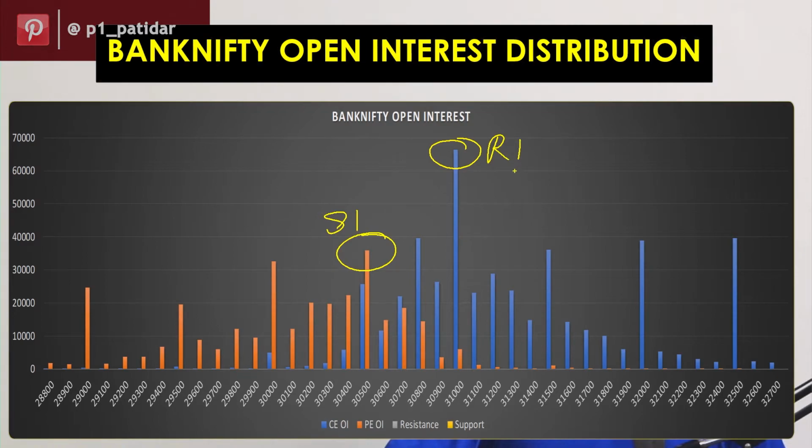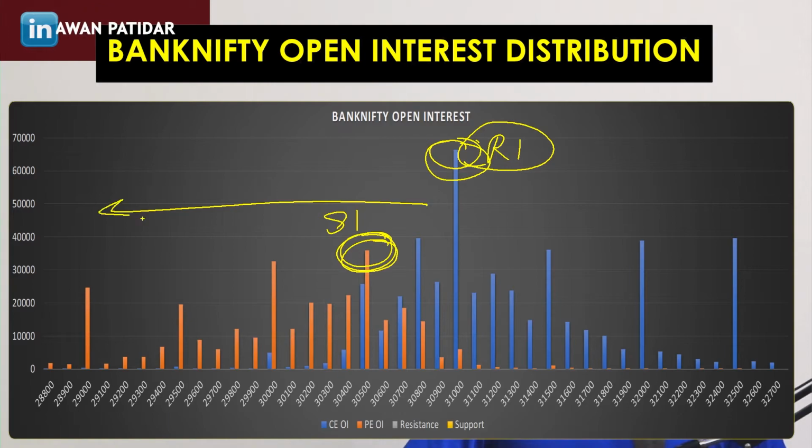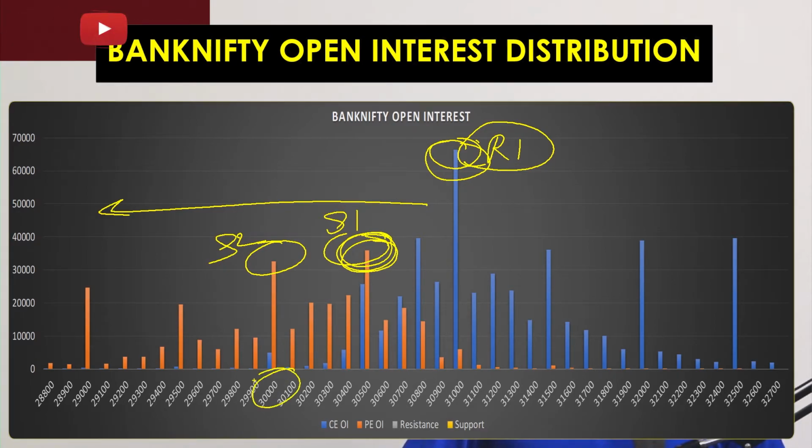Well, resistance 1 is here. It is at 31,000. If you see here, resistance is having a huge open interest build up if you compare it with the support. It means that in Bank Nifty, people are expecting that it is going to go down only. And if you see support 1, support 2, then on support 2 also there is not much open interest build up. You see here, support 2 is at 30,000.